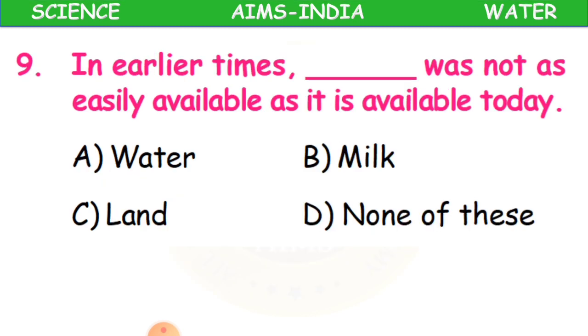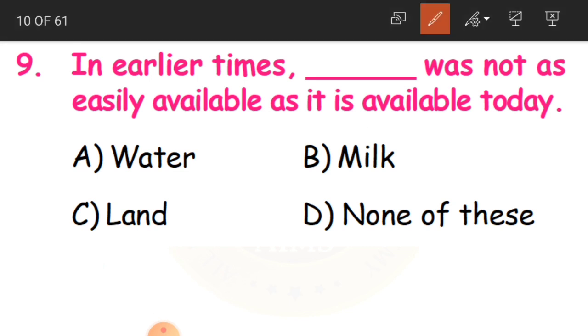And the next question, ninth one, in earlier times, dash was not as easy available as it is available today. In earlier times, in the sense in the olden days, dash was not as easy available as it is available today. So we are having 4 options: water, milk, land and none of these. So in olden days, which was not available so easily as we are getting it easily today? What is that from all these 3 options?